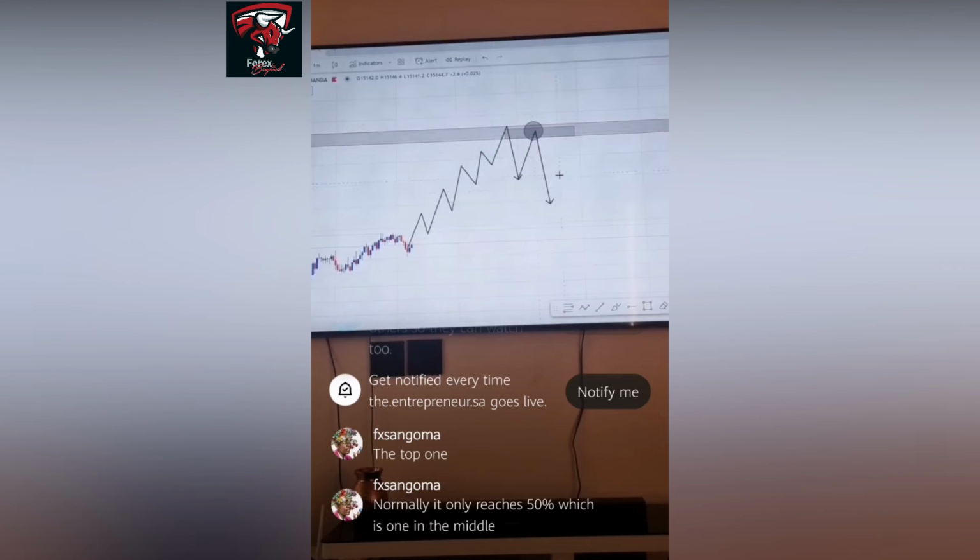So, where was our change of character? Right? If we look here, price took out that high. Then price took out this low. Then price went up into this extreme imbalance to give us a break of structure, to say, listen, the trend has changed from being bullish to now being bearish.